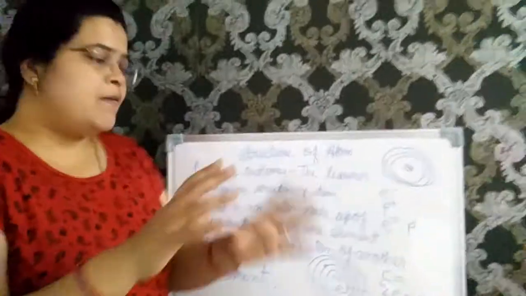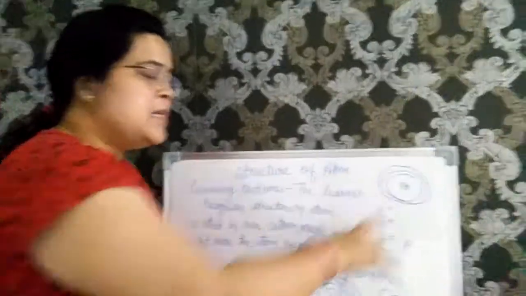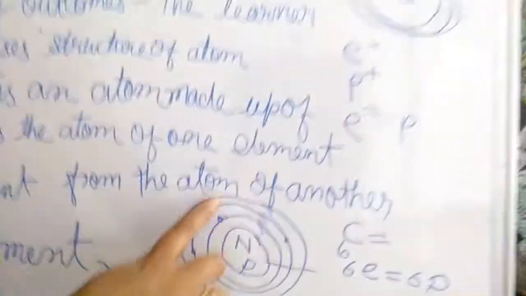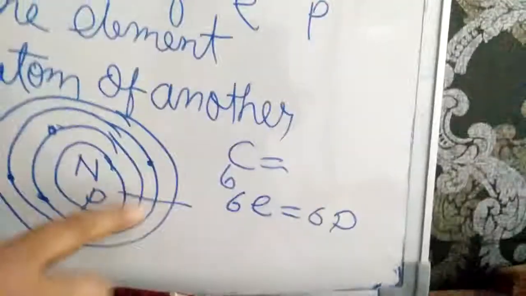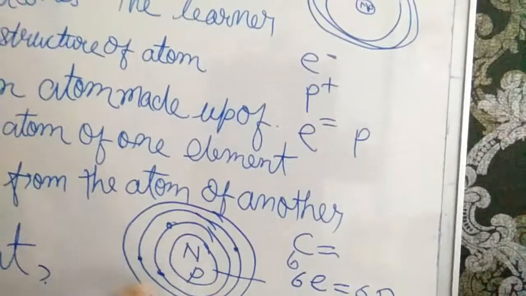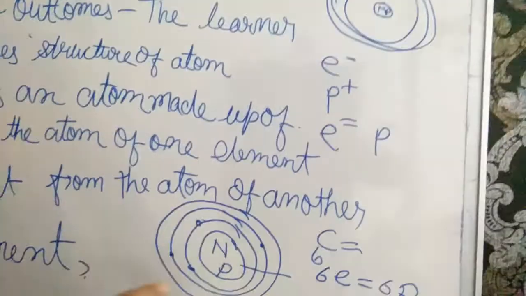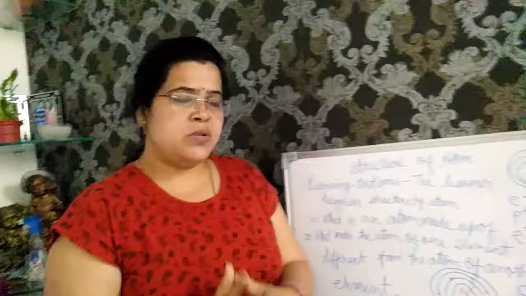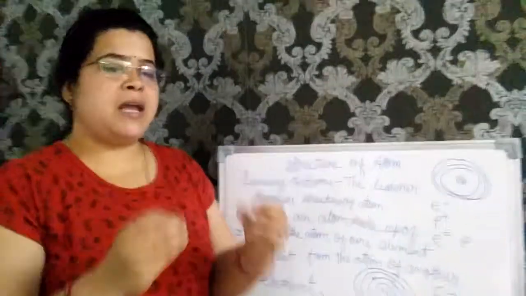The electrons revolve around the nucleus. In the nucleus, neutrons and protons are available, but around the nucleus there are energy levels, or we can say energy shells. Here the electrons revolve around the nucleus. The number of electrons is different in different types of atoms.